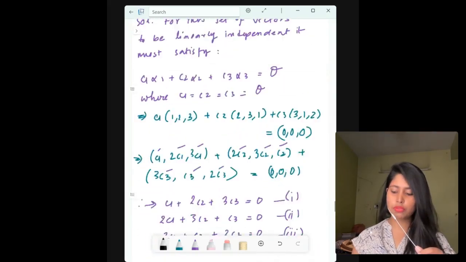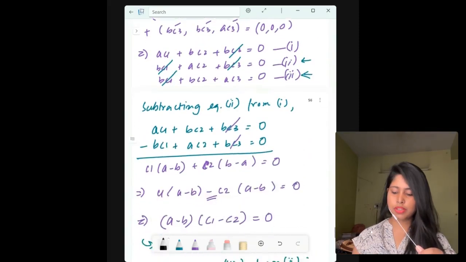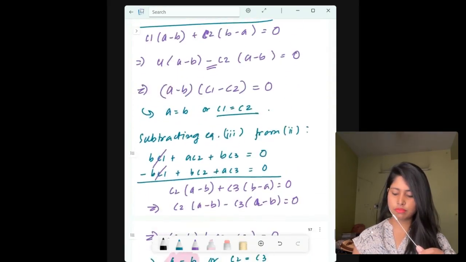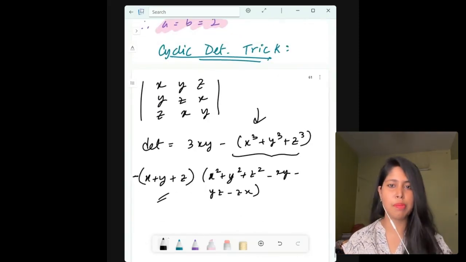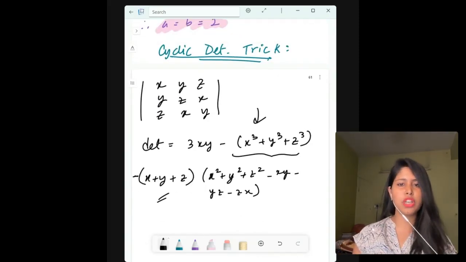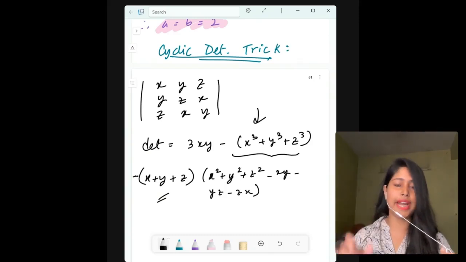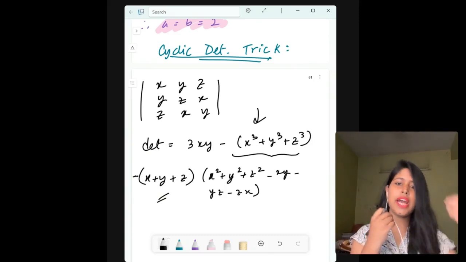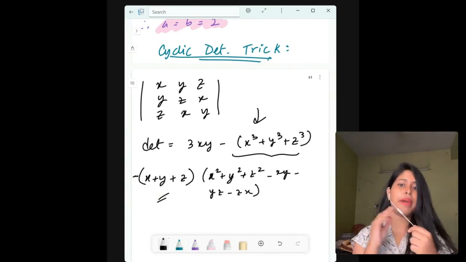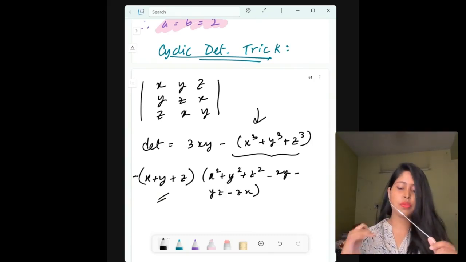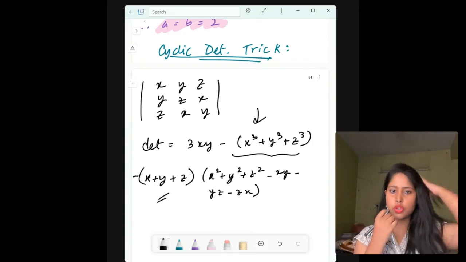We did so many things, so I'm just giving a recap. Next we proved linear independence with the technique of adding all the equations. And then we did finding the conditions on a and b using parametric systems. And lastly we did this cyclic determinant trick, or the cyclic determinant shortcut, you can also say.